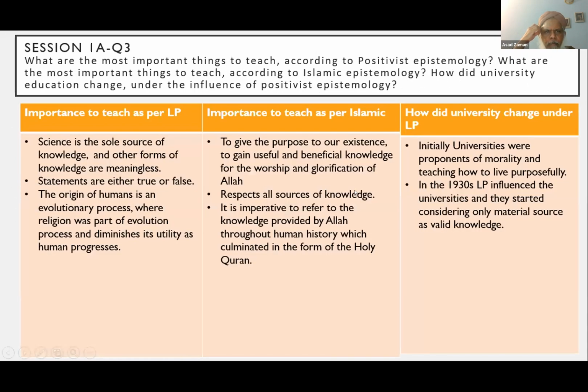Okay, so the question being asked here is, what are the most important things to teach according to positivist epistemology? As we mentioned before, science is the sole source of knowledge, and other forms of knowledge are meaningless. So LP takes a very narrow viewpoint of what knowledge is, which is that which is empirically provable and based on rational logic. Also, statements within LP can either be true or false. For example, take an analytic statement like "all bachelors are unmarried": by its very definition, a bachelor is unmarried, so this is true. Another example is "every human has two heads." From an observability point of view, you can tell from looking at a human that they only have one head.